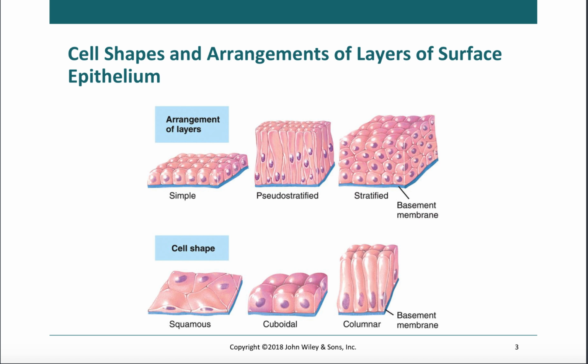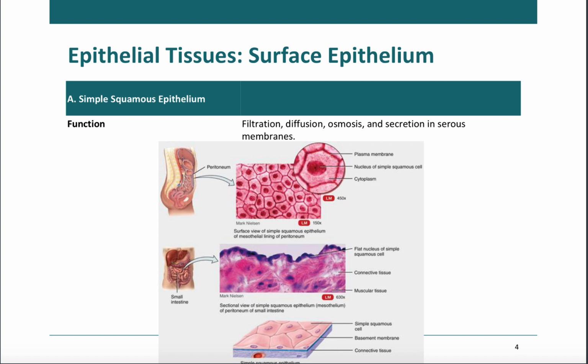All right, so these are kind of cartoony ways we refer to when we talk about arrangements of layers and cell shapes, but what we really want to look at is what it looks like under a microscope. All right, simple squamous epithelial cells. I'm not a huge fan of this image here, but this is actually a lot more common of an image for simple squamous epithelium, from an above view, generally speaking.